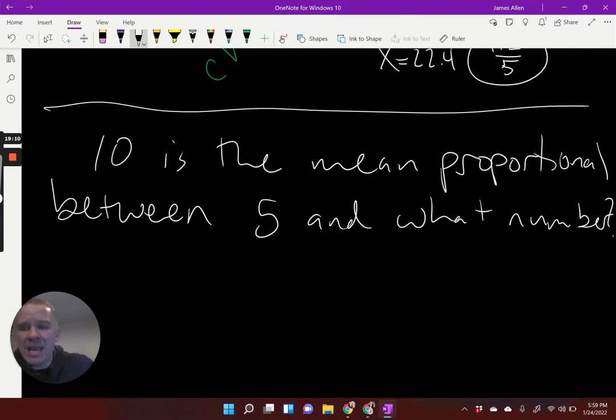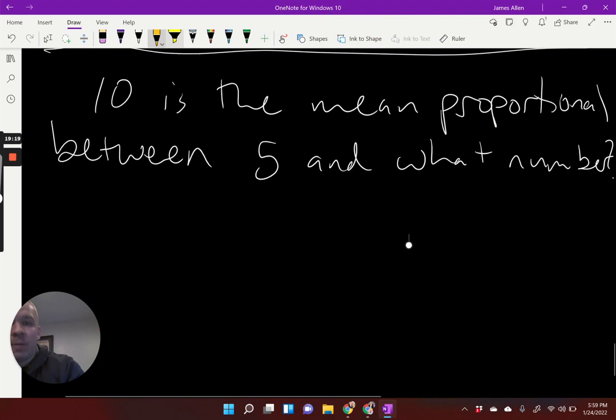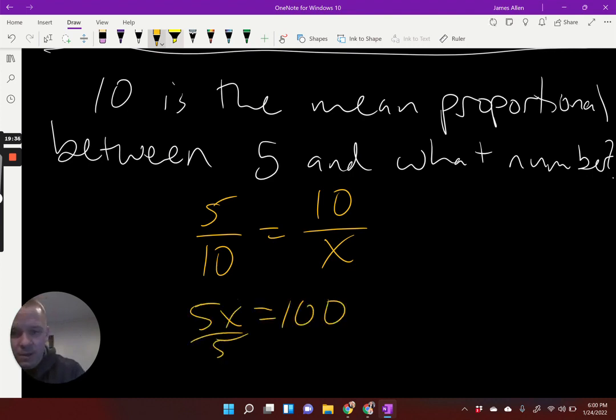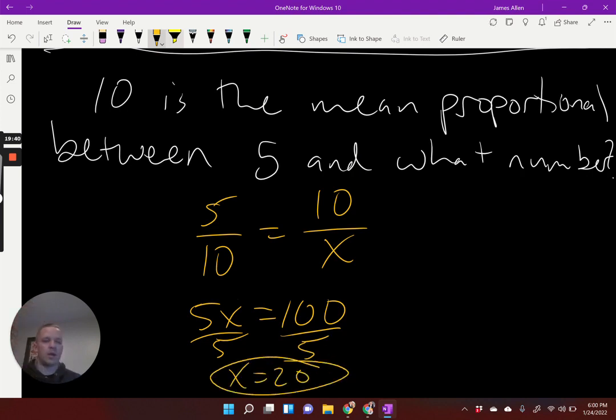All right, 10 is the mean proportional. Remember, mean proportional, geometric mean, they mean the same thing. 10 is the mean proportional between 5 and what number? So in my proportion here, 10 is in that spot. Now 5 is the smaller number, so I'll pop it up here, and then I've got my X. So now I've got just some cross multiplication again. 5X equals 100. Divide by 5, get X equals 20. There we go. That was a quick one.